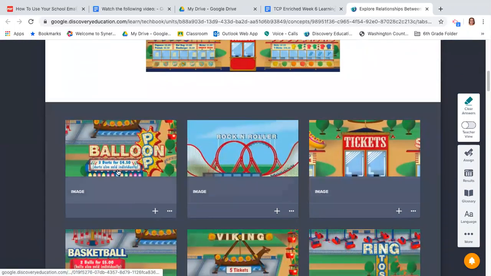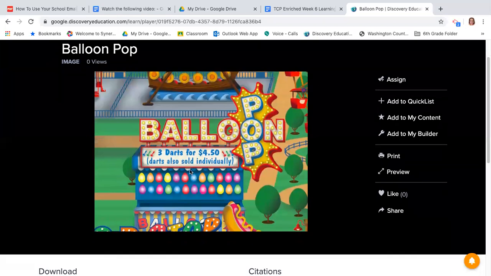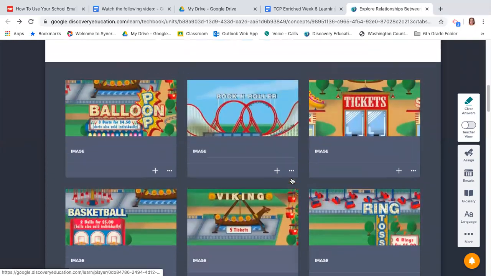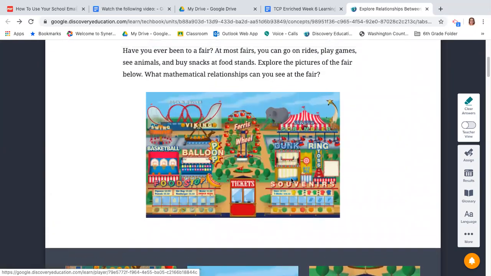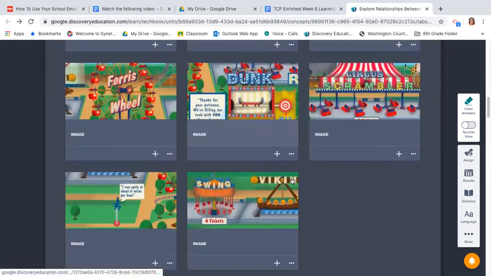So what you are going to do is click through all of these images and explore what each is saying to you. On this one, it says three darts for $4.50. So think to yourself, is it possible to buy one dart? Or how much would 2 darts cost? You already know that 3 darts cost $4.50. So the first thing you need to do is go through each image and explore what mathematical meaning you can put to each ride or event at the carnival.